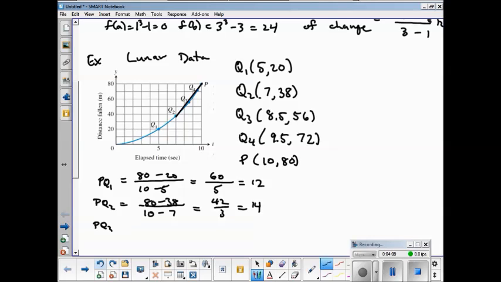And then PQ3 is 80 minus 56 over 10 minus 8.5, which turns out to be 24 over 1.5. Let me double top and bottom there. 48 over 3.